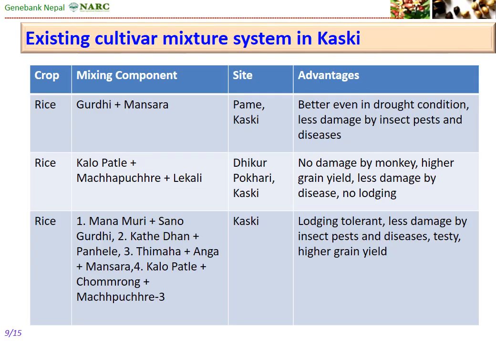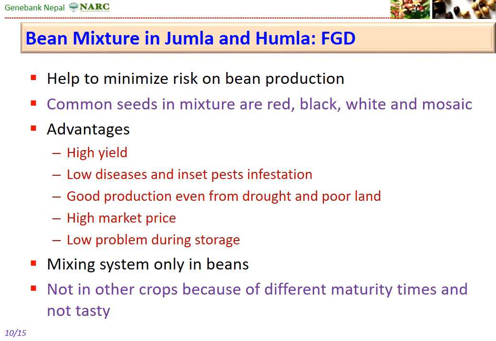There are very common and special cases of cultivar mixture of rice in Kaski. For example, in Jigur Pohori in Kaski, the farmers mix 3 varieties of rice together, and this is very good for minimizing lodging problems and monkey problems, as well as to get higher yield. I have listed here some other compositions in the cultivar mixture of rice.